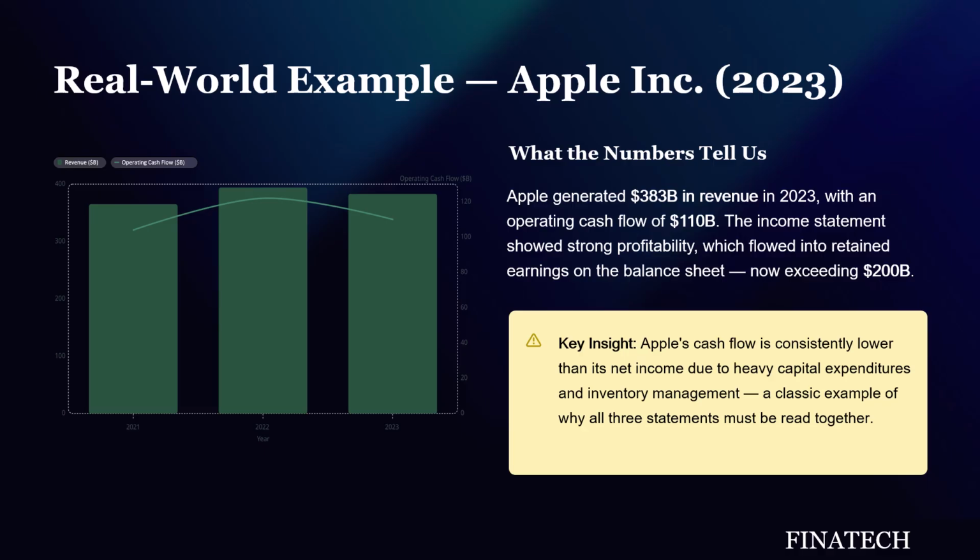What is the key insight? Apple's cash flow is consistently lower than its net income due to heavy capital expenditures and inventory management. A classic example of why all three statements must be read together.